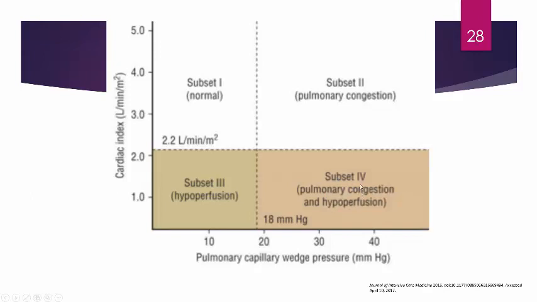And the cutoffs for each of these subsets is, in regards to cardiac index, which you see on the y-axis here, less than 2.2 liters per minute per meter squared. And in terms of the x-axis, pulmonary capillary wedge pressure is 18 millimeters of mercury for your pulmonary capillary wedge pressure, or your pulmonary artery occlusion pressure. So depending on where they fall in terms of their different lab parameters, that actually will dictate what category they actually go into.